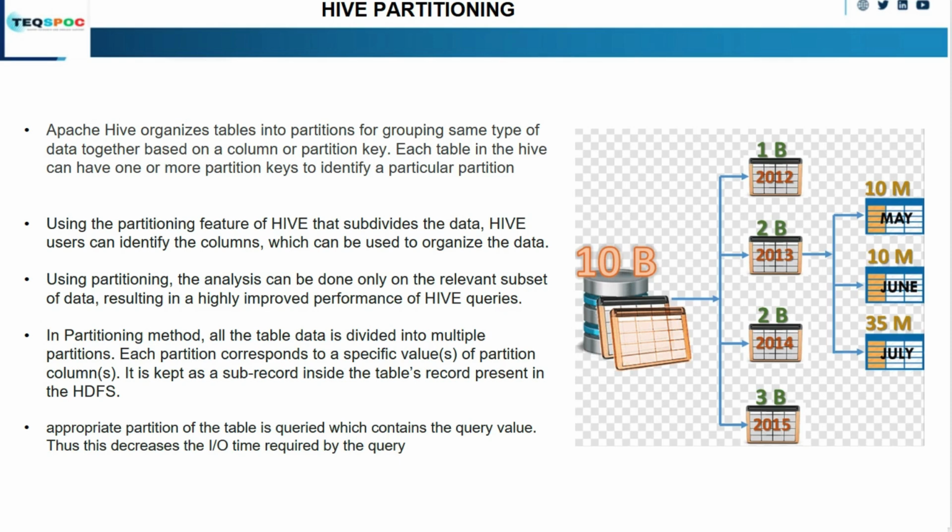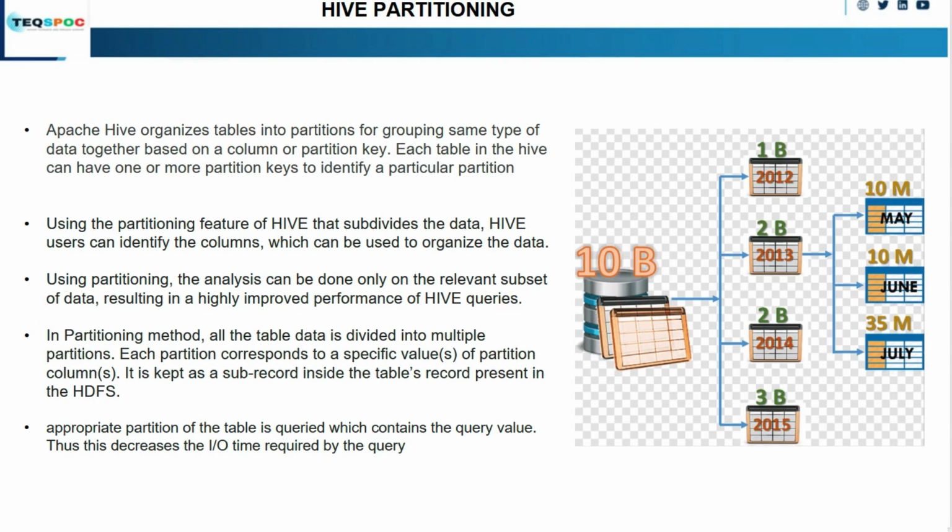The third point is that analysis can be done only on the relevant subset of the data, resulting in highly improved performance of Hive queries. Basically, if I query the data on top of that block only, instead of scanning the whole table, it gives me only the required amount of data, and that too in a very reduced timeline. That helps a lot when I know that my job would take a lot of time and I cannot afford to waste that much time.